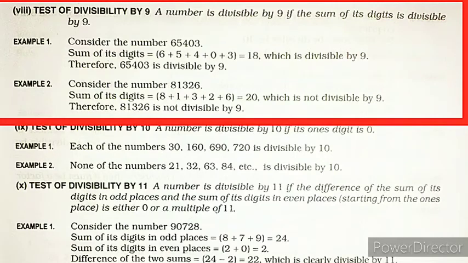Sum of the digits is 8 plus 1 plus 3 plus 2 plus 6, that is 20, which is not divisible by 9. Therefore, the whole number, that is 81326, is not divisible by 9.